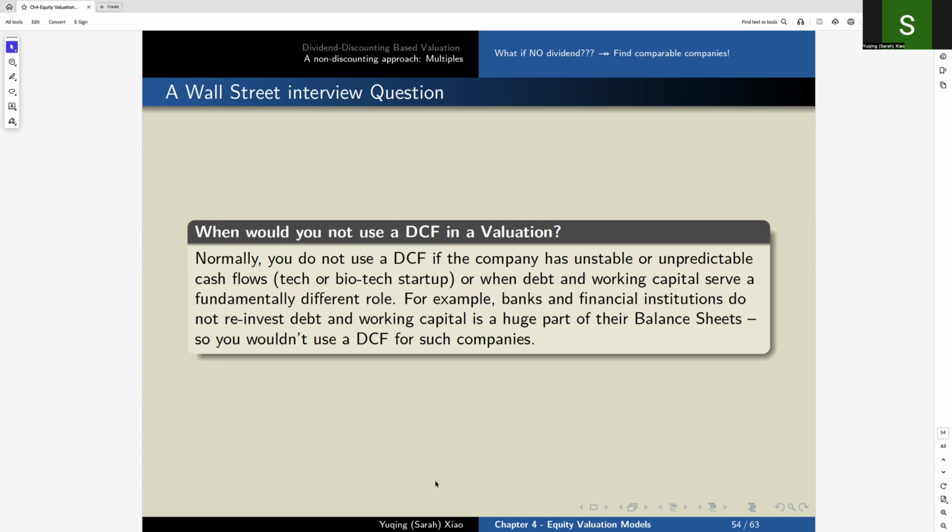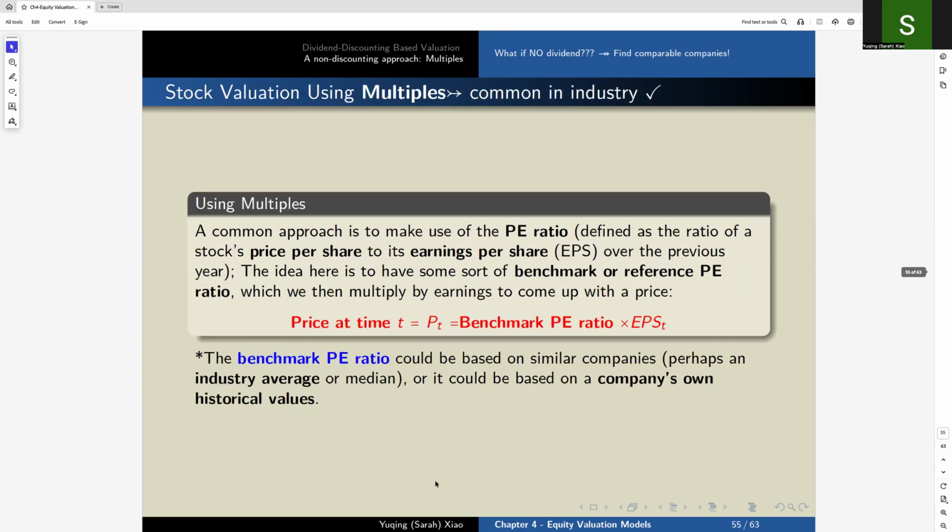So in these cases, analysts often turn to a different approach, valuation using multiples. In fact, one of the most common shortcuts in practice is using multiples.